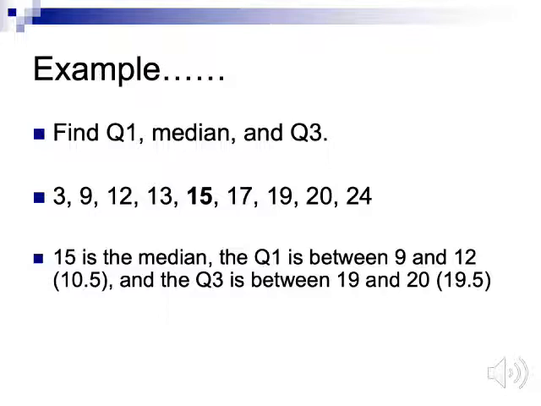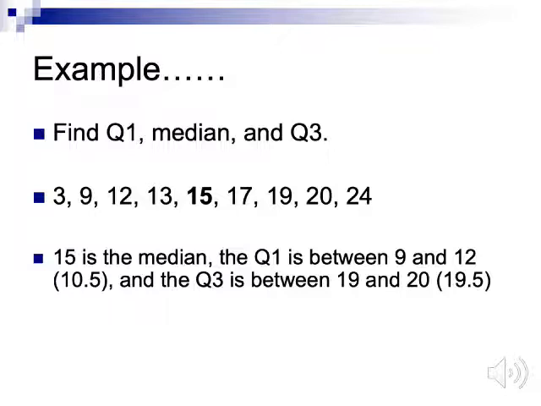Then for Q1, you divide this into two. The division here is in between 9 and 12. So 9 plus 12 divided by 2 is 10.5, that is your Q1. Then for Q3, it is between 19 and 20. So that is 19.5, that is your Q3.